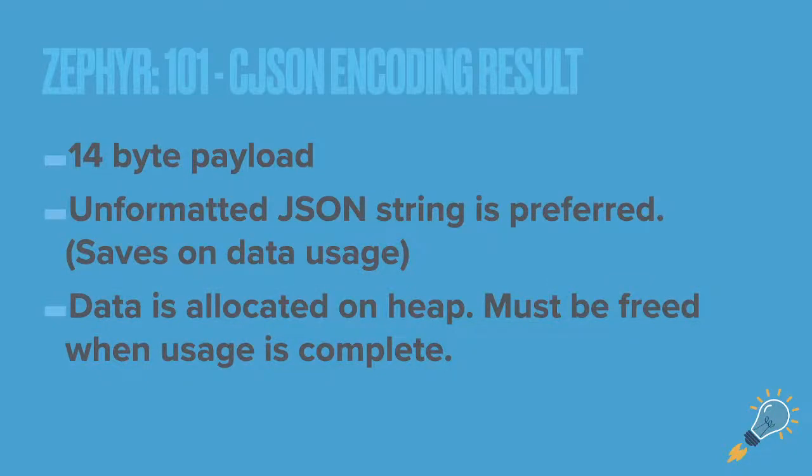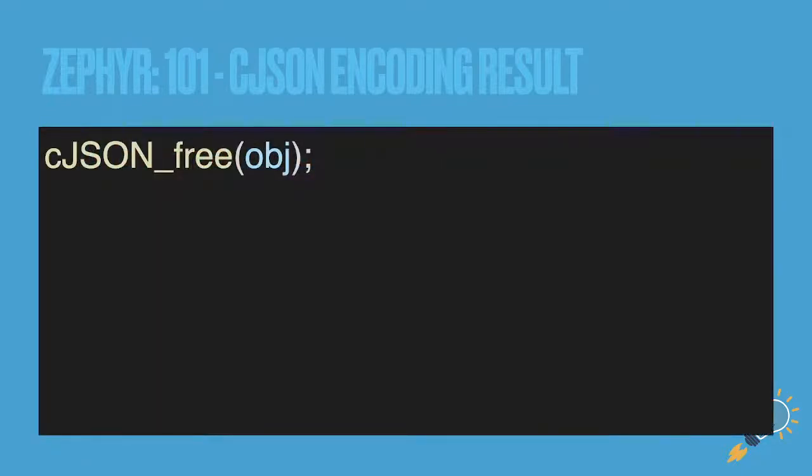In the end, this is a 14-byte payload. Unformatted JSON, like I mentioned, is preferred. If I did formatted, I'm sure there would be some new lines and extra bytes in there that aren't necessary. And again, the data is living on the heap here, so you just have to make sure that you free it once you're done using it. In Zephyr RTOS, you're going to have heap for dynamic allocation, and it's just something you have to be careful with. So cJSON_free is basically an abstraction of the free call, the k_free for Zephyr.